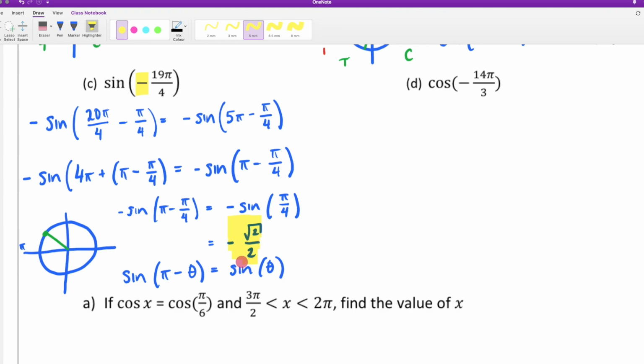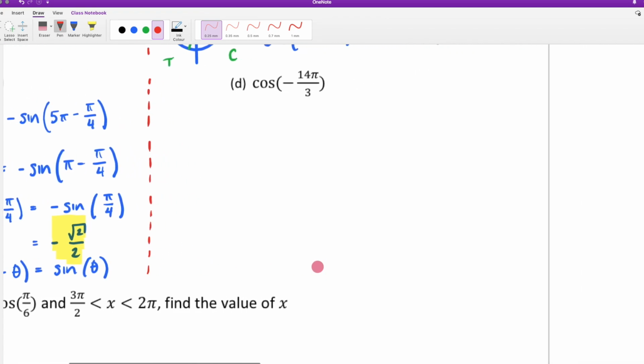I really wish I could change the thickness of my pen to be thinner, but I cannot. There we go. Let's now answer the last one. So let me come here. Let me rule up my page. Try to answer this one. Hopefully you answered it before and you were able to do it successfully.